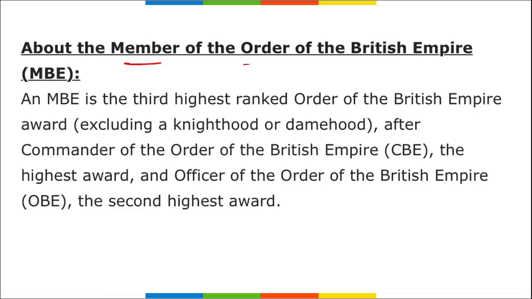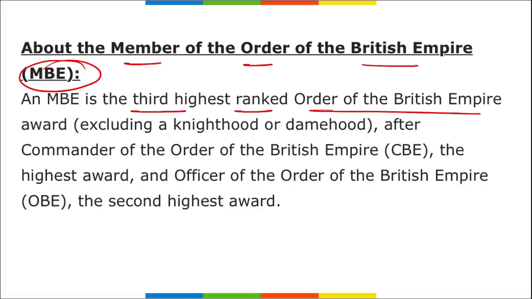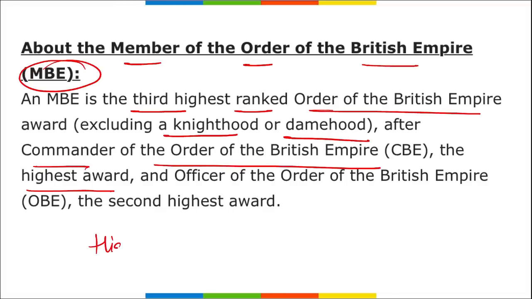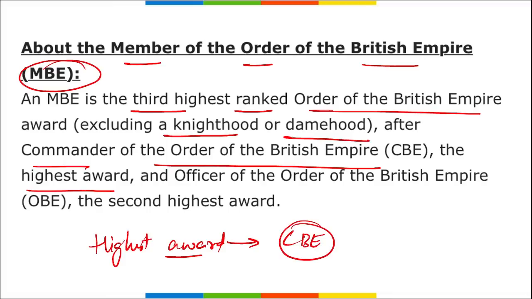The MBE is the third highest rank of the Order of the British Empire, excluding knighthood or damehood. After the Commander of the Order of the British Empire, that is the highest award. So if asked which is the highest award of Britain or UK, it is the Commander of the Order of the British Empire, the CBE. The award presented to Krishnamurti is the MBE, the third highest award. MBE stands for Member of the Order of the British Empire, and the highest award, CBE, stands for Commander of the Order of the British Empire.